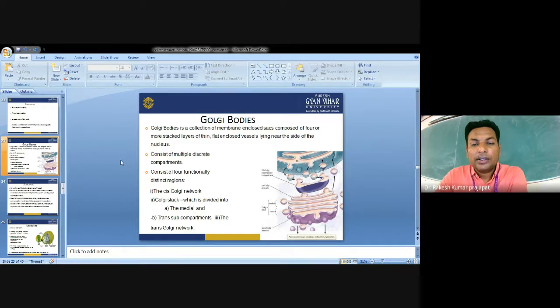This is the Golgi network, you can see here, which is located near the endoplasmic reticulum. The cis Golgi network faces toward the endoplasmic reticulum. Then the Golgi stack is divided into the medial compartment, trans subcompartment, and trans Golgi network. This trans Golgi network is facing toward the plasma membrane or cell membrane.